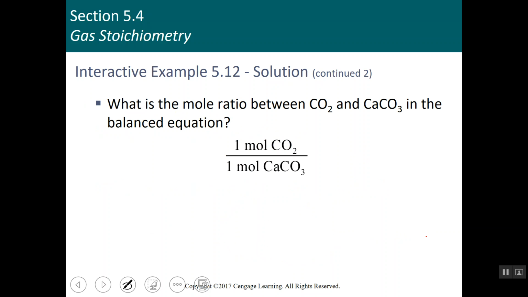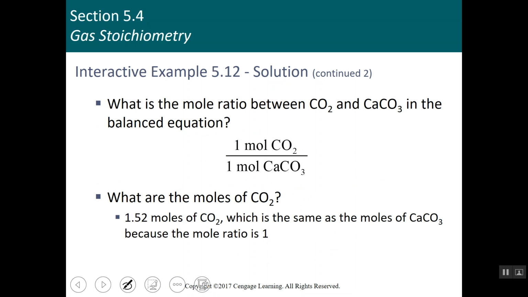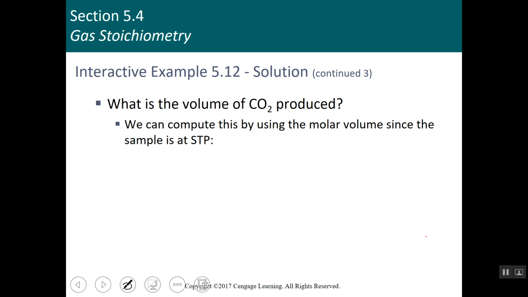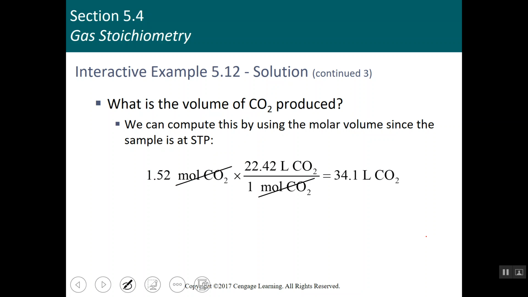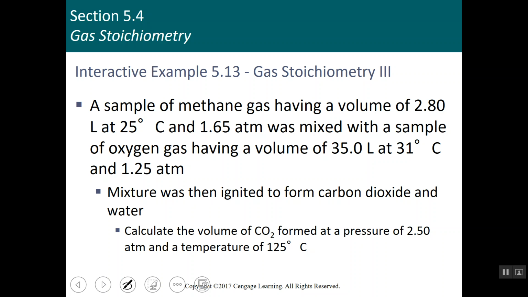What is the ratio in the balanced equation? It's a 1-to-1 ratio. So if we have 1.52 moles of calcium carbonate, we are also going to have 1.52 moles of carbon dioxide. What volume of carbon dioxide is produced? Since we're looking at STP, all we simply need to do is take the moles of carbon dioxide produced times what we know about all gases at STP, and we came up with 34.1 liters of carbon dioxide gas. So if we decompose 152 grams of calcium carbonate, we're going to get 34.1 liters of carbon dioxide at STP.